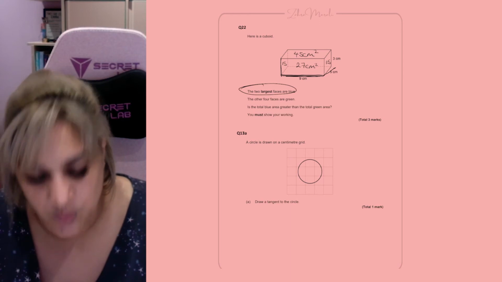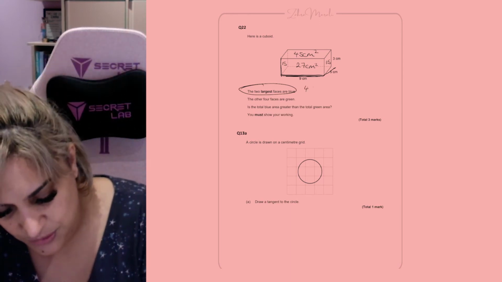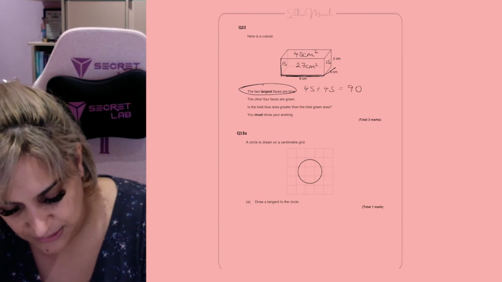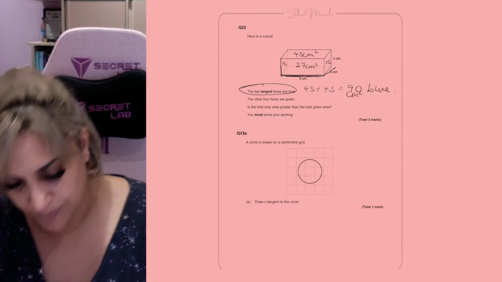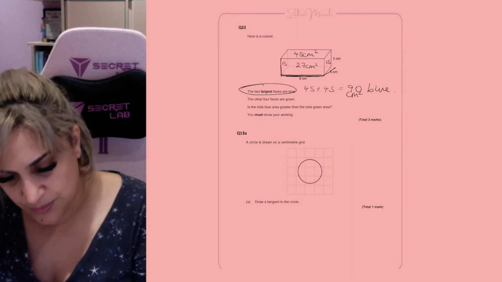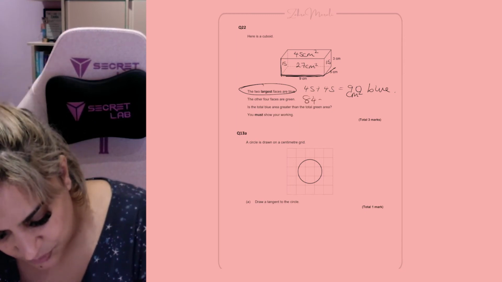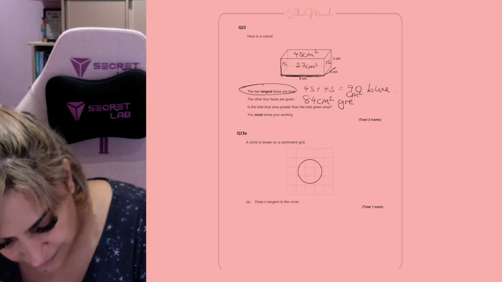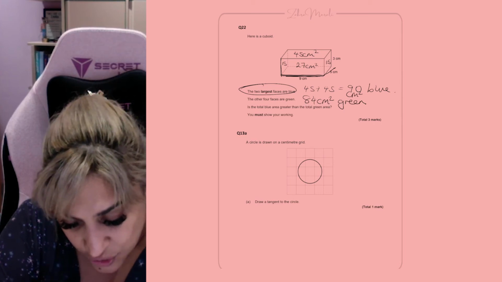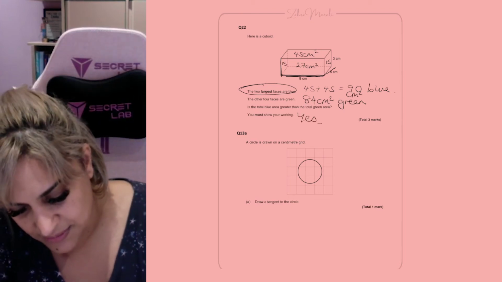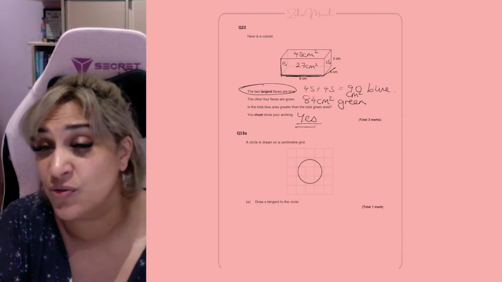So the largest ones must be the top and the bottom, which are 45. So the largest ones are 45 plus 45, so 90. So these ones are blue, 90 centimeters squared is blue. And then the others, which will be 27 plus 27 plus 15 plus 15, is 84 centimeters squared, which is green. And it says, is the total blue greater than the total green? And your answer is yes. And because you've drawn all those numbers on your diagram, that would be enough working, but you can write more, obviously.